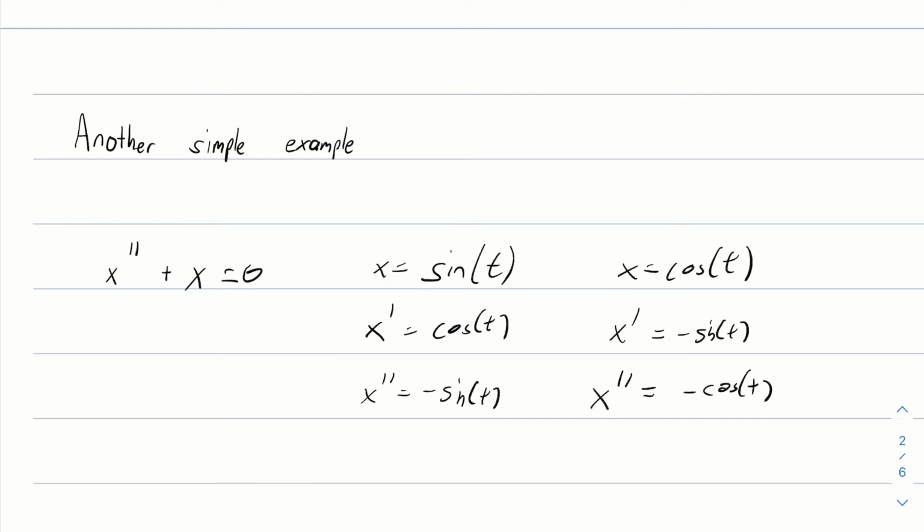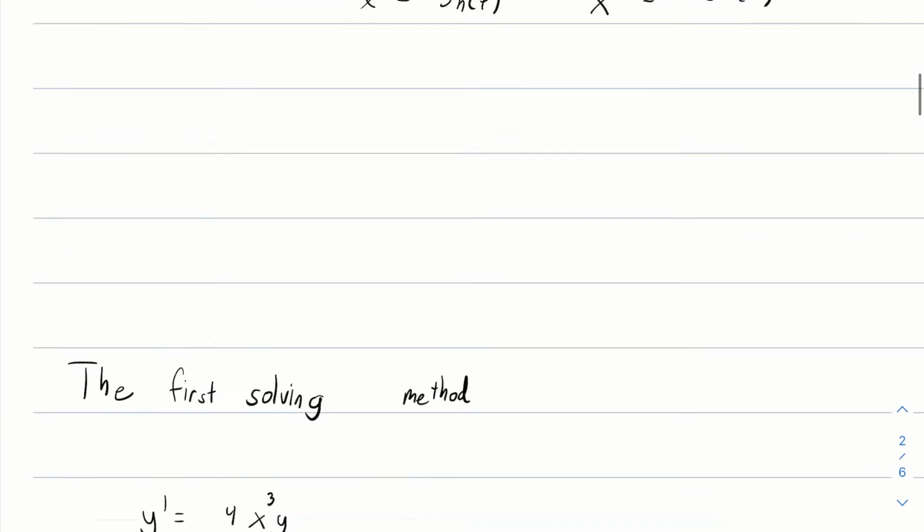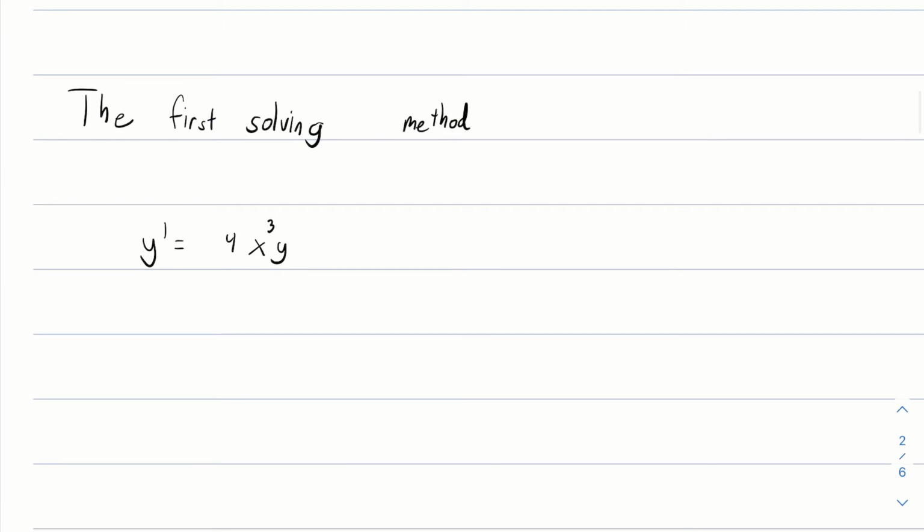So these are all great, but things get a little bit difficult when we examine the first solving method that you learn in ODEs, which is called separable equations. What we've got here is y prime equals 4x to the third times y. Let's recognize that y prime is the derivative of y with respect to x here. So dy/dx equals 4x to the third y.